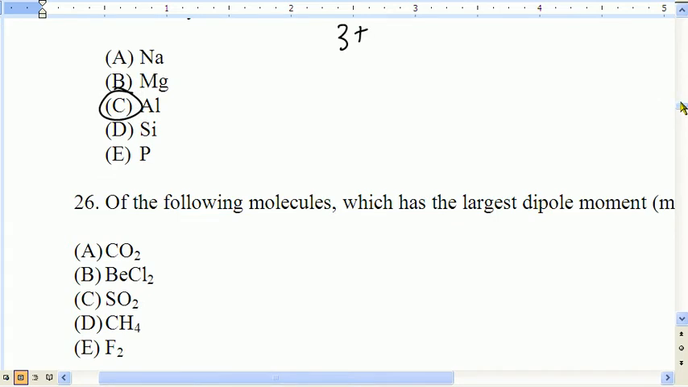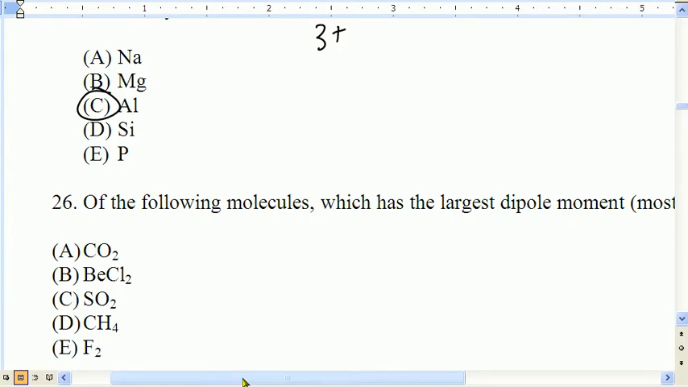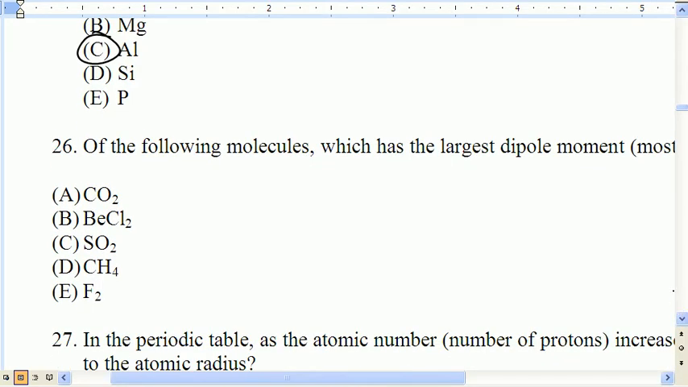Which of the following molecules has the greatest dipole moment? The most polar. That's going to be SO2. A little bit tricky, but when you draw the Lewis structure for SO2, you end up with this. So it's the only one with a lone pair on the central atom. Everybody else is either linear or nonpolar tetrahedral.